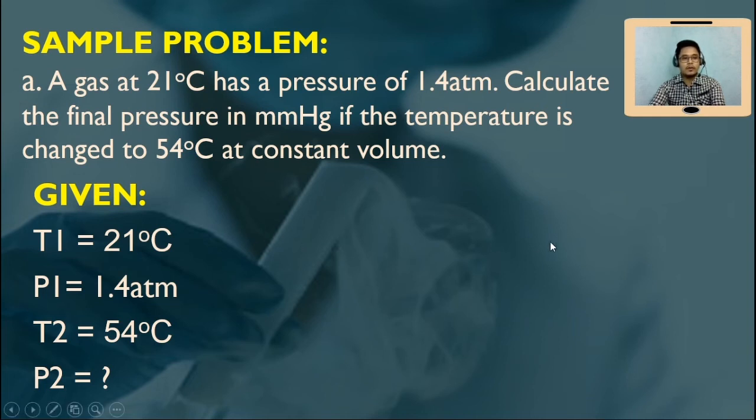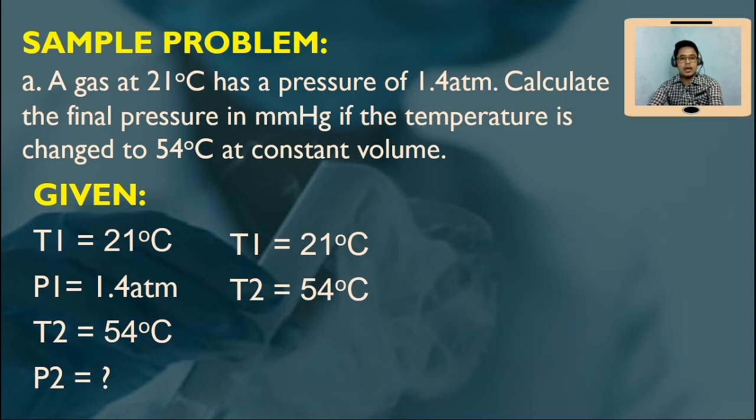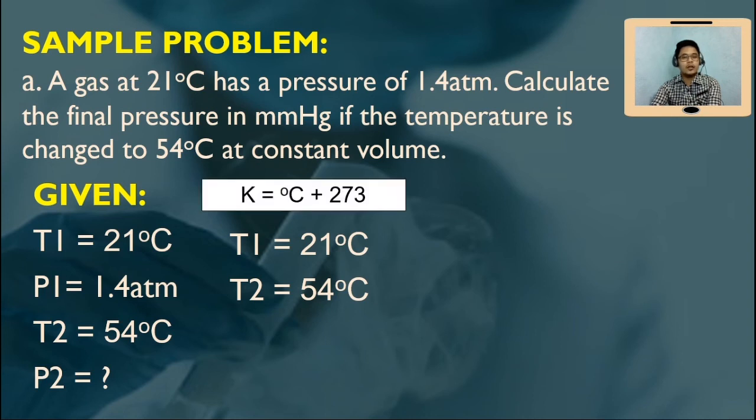And this time, convert muna natin yung ating mga temperature, which is our T1 is 21 degrees Celsius and our T2 is 54 degrees Celsius. So, same lang tayo nung kanina. We're going to use the formula in order for us to convert it papunta ng Kelvin. So, Kelvin is equal to yung given na value for the degrees Celsius, so just add 273.